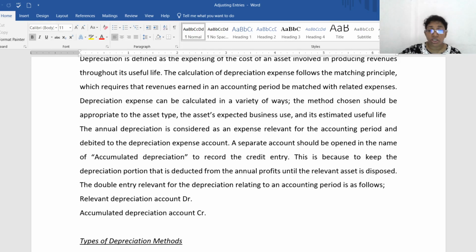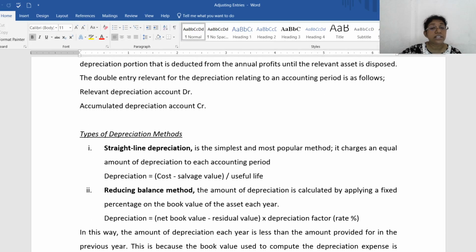So as I mentioned earlier, there are two separate types we are going to use. The first one, straight line depreciation. This is the simple and most popular method. Here we are going to charge an equal amount of depreciation for each accounting period. So the formula used is, from the cost we are going to remove the salvage value, in Sinhala it is called Sunbun Age. So from the cost we subtract the salvage value, then we get the net cost and we have to divide it by the useful life.